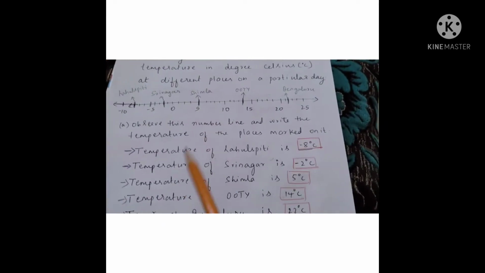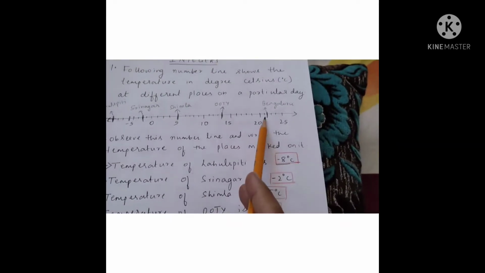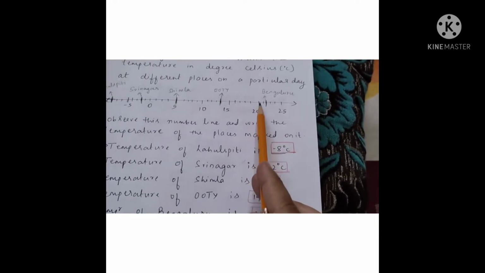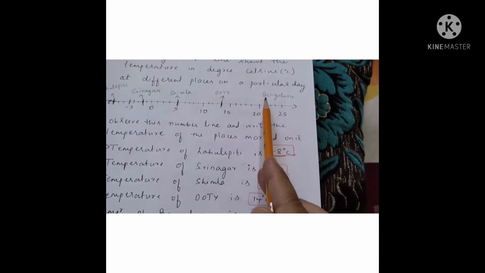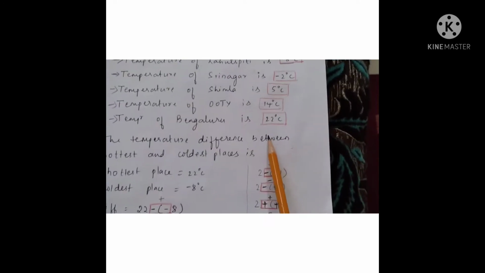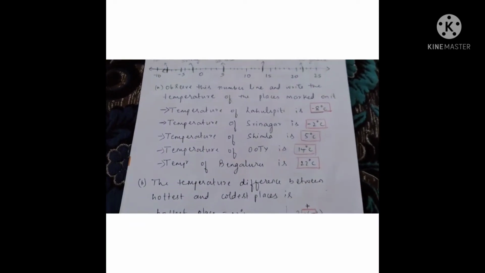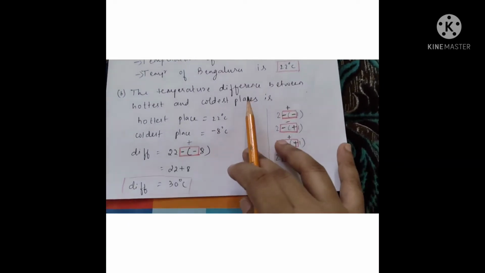We also have to find the temperature of Bengaluru. Bengaluru is also to the right of 0, so it will be positive. This is 20 here, so it will be 21 and 22. The temperature at Bengaluru is 22 degrees centigrade. So for sub question A, we have answered everything. Now moving on to sub question B.